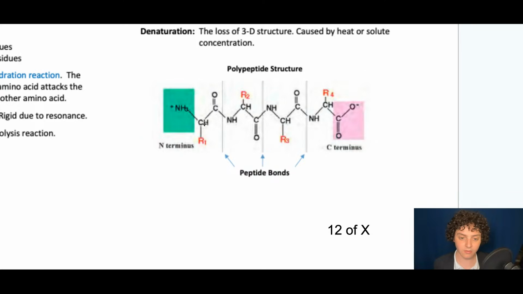So this R1 could be any of the 20 groups I showed up there. That R2 could be a different one. That R3 could be a different one. R4 could be a different one. They do follow certain patterns, but that is more the domain of a lesson on proteins and protein structure. Hypothetically, you can combine any of those 20 amino acids together to make a very, very large number of different polymers.